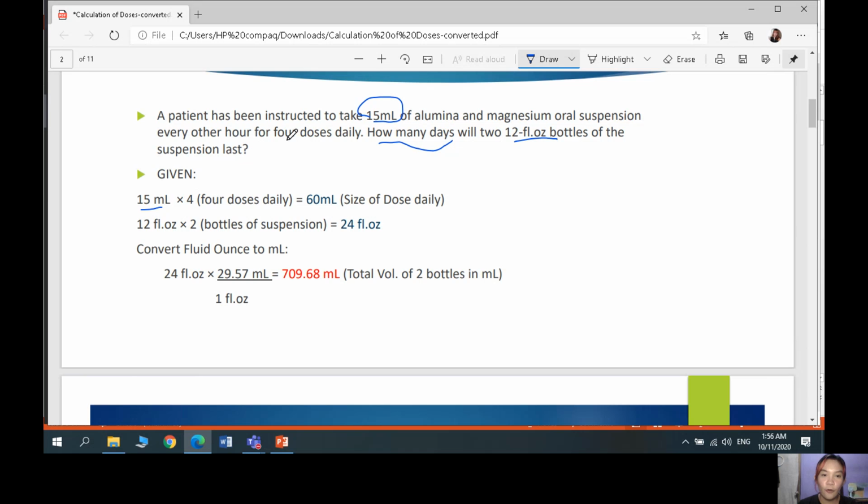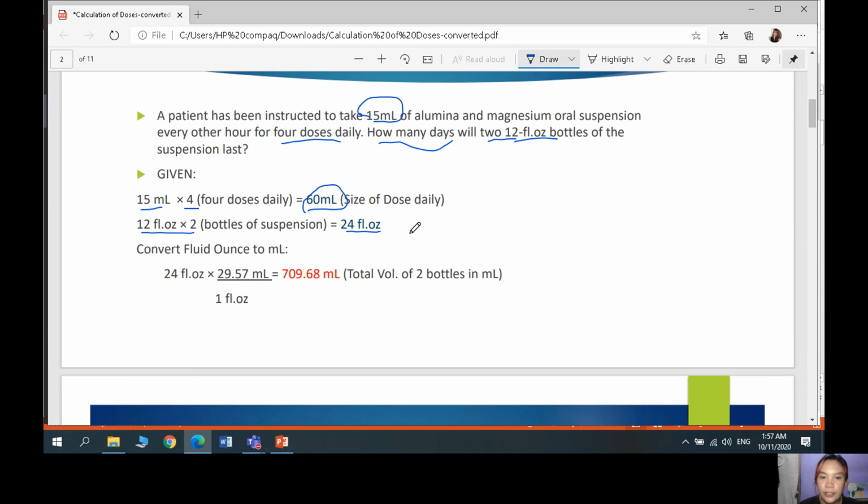it should be 4 doses daily. So we need to multiply it by 4, and it will yield 60 ml, which is the size of dose daily. And then we also have here the given, which is 2 12 fluid ounce bottles. So we need to multiply 12 by 2. So 12 fluid ounce times 2 is equal to 24 fluid ounce.